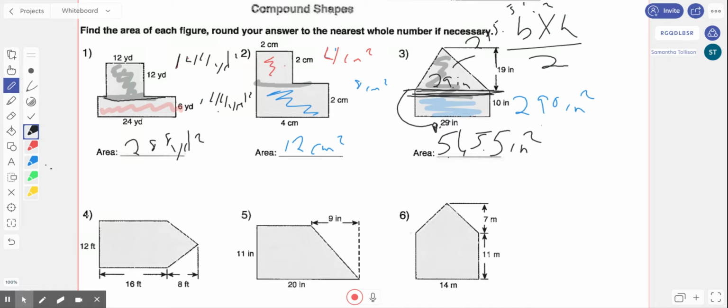We'll do one more of these triangles to help us out, and then turn you loose to do your practice problems. Again, guys, if you ever have any questions, just let me know.